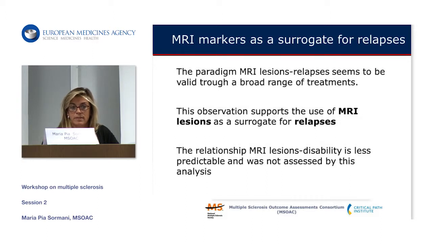So this analysis confirms that the paradigm of MRI lesions and relapses seems to be valid across a broad range of treatments. This observation supports the use of MRI lesions as a surrogate for relapses. This does not mean that MRI lesions are a valid surrogate for any clinical outcome. In fact, the relationship between MRI lesions and disability is less predictable and anyway was not assessed by such an analysis.